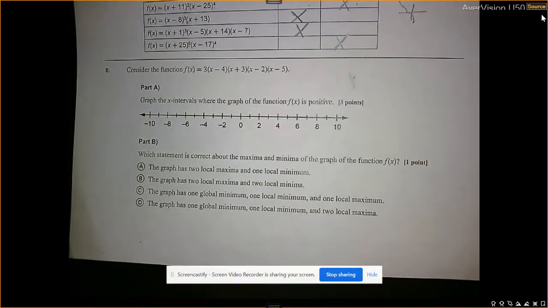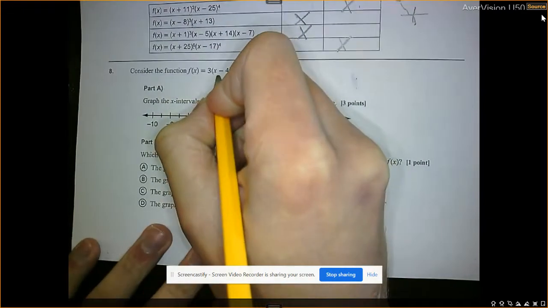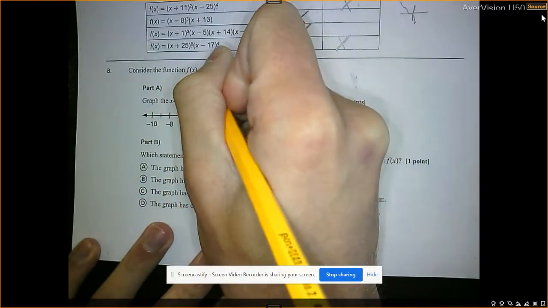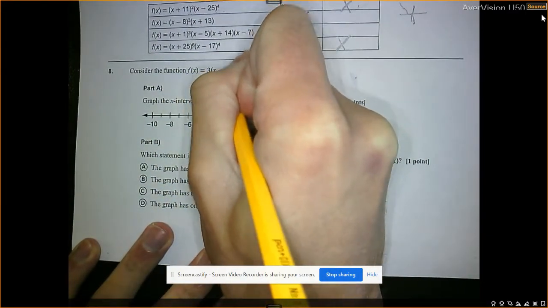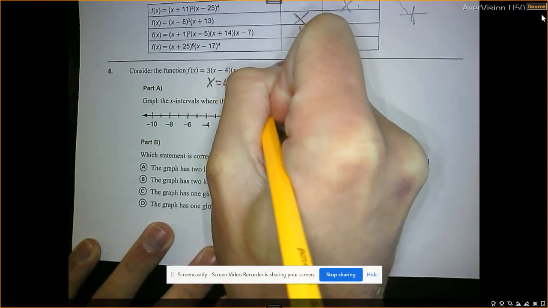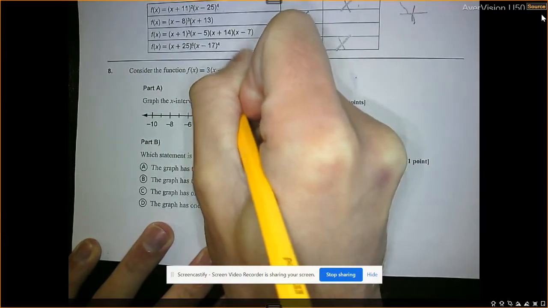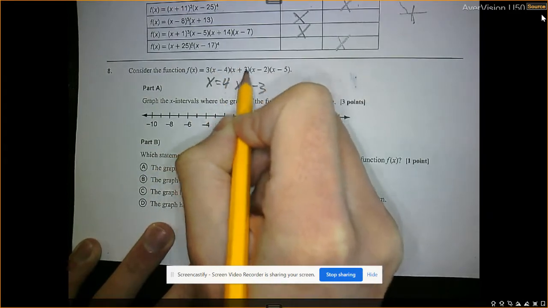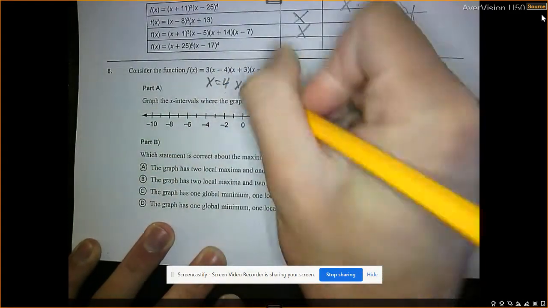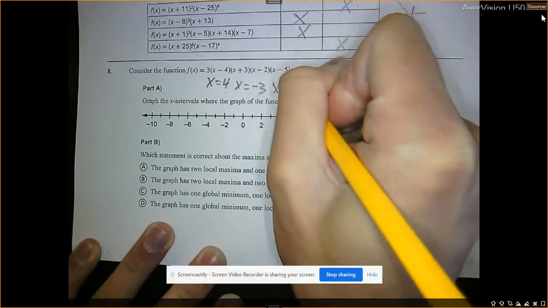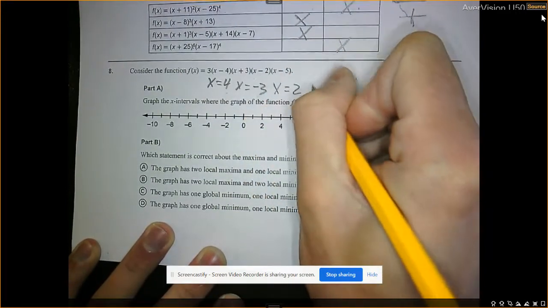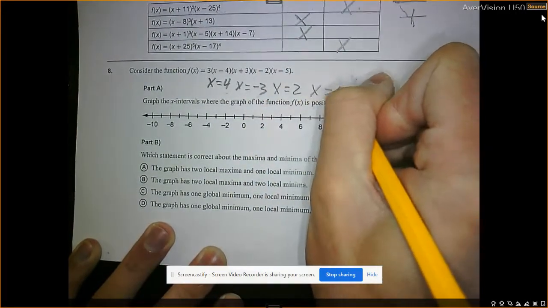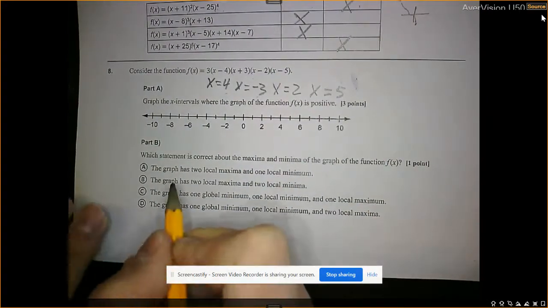A good place to start is, this is going to cross the x-axis at x equals 4, x equals -3. Remember, it's just the opposite of each of these, because you're thinking, what's going to make this 0? Well, that's 4. What's going to make this 0? -3. What's going to make this 0? That's a +2. And what's going to make this 0? That is a +5.